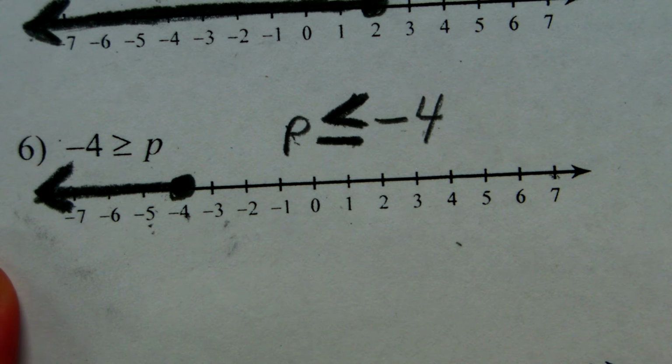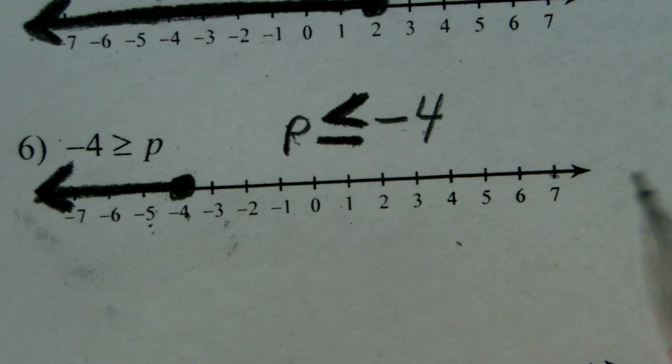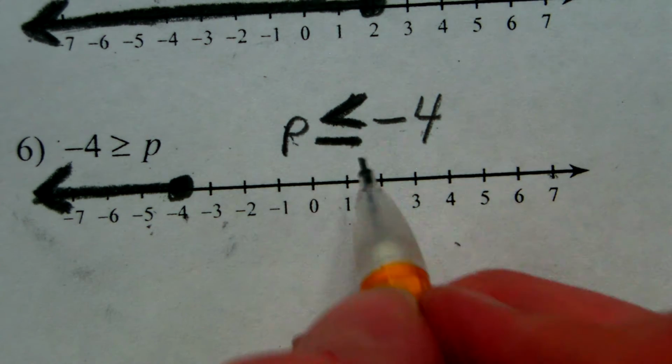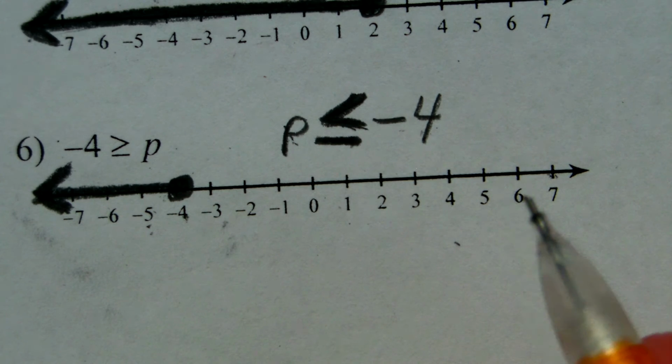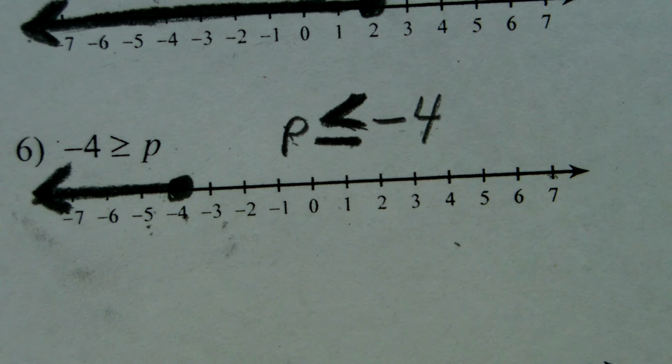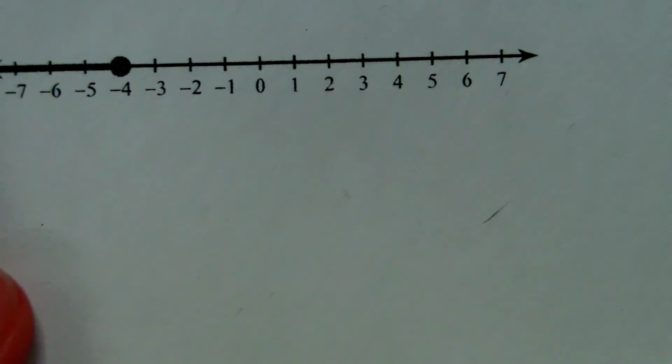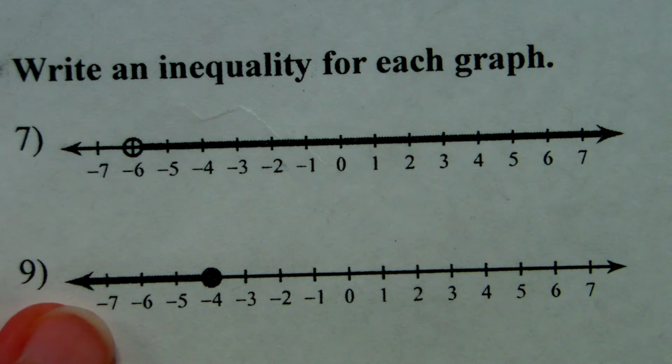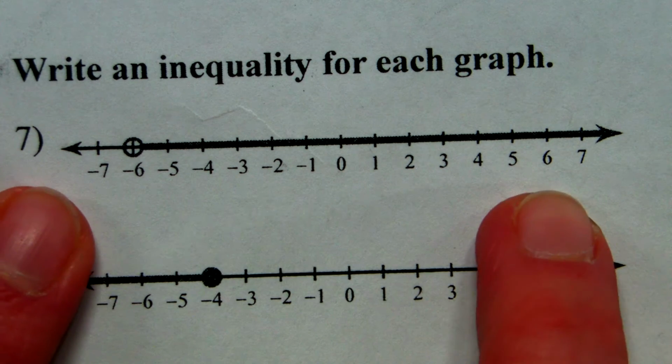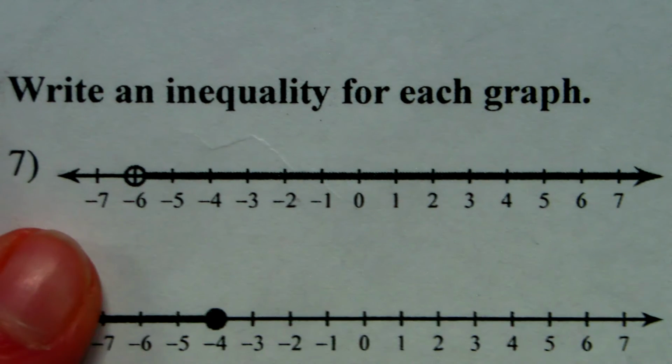I didn't learn that in school. I learned that later. And so that's just a nice way to see where these symbols actually come from. All right, so we're going to go backwards when we get down to the bottom part, and they're going to give us a graph, and we're going to write an inequality.